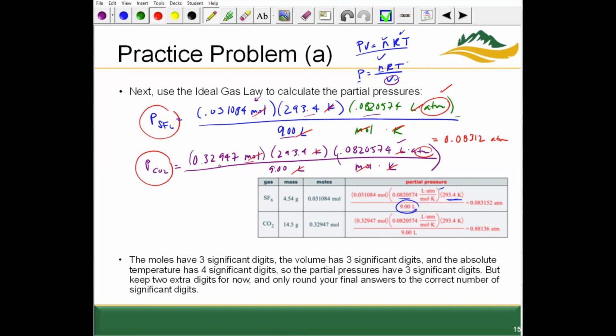There are more moles of CO2 than there were of sulfur hexafluoride, so it makes sense that this pressure comes out to be larger, so 0.88136 atmospheres for the partial pressure of CO2.